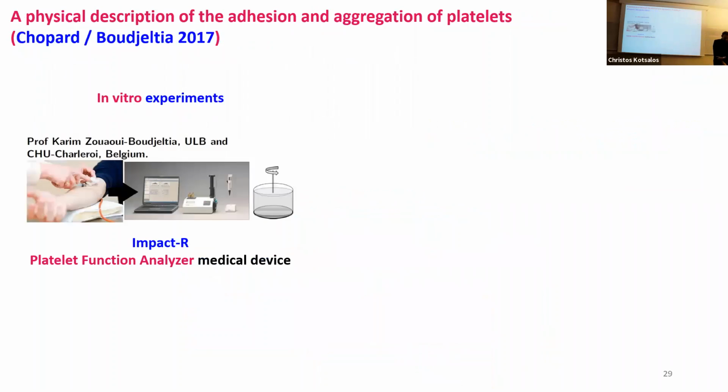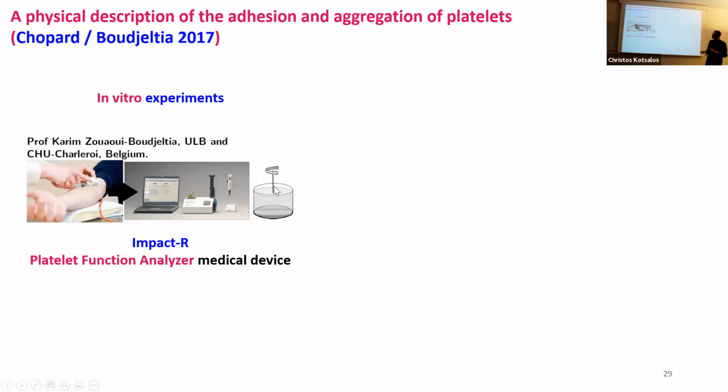Now, the last project that we dealt with was built upon a study that Bastian and Karim did back in 2017. Back in 2017, they published a paper called The Physical Description of the Adhesion and Aggregation of Platelets. The in vitro part of this experiment was using the IMPACT-R platelet function analyzer medical device.